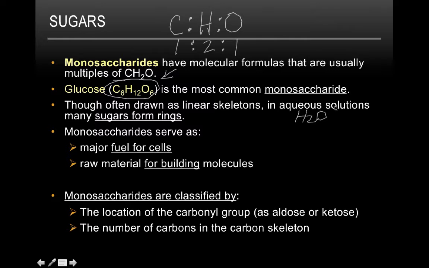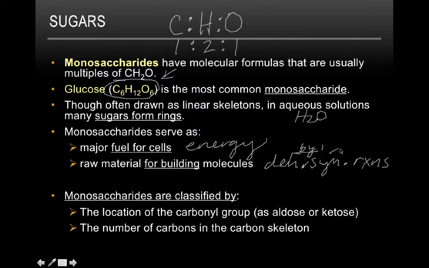Monosaccharides in general serve as fuel for cells, so energy, to power all of life's work, and they also serve as raw material for building larger molecules, for building polysaccharides. And of course, this would require dehydration synthesis reactions. We can classify monosaccharides by the number and location of carbons in the monosaccharide, as well as the location of the carbonyl groups. And we'll take a look at that on the next figure.